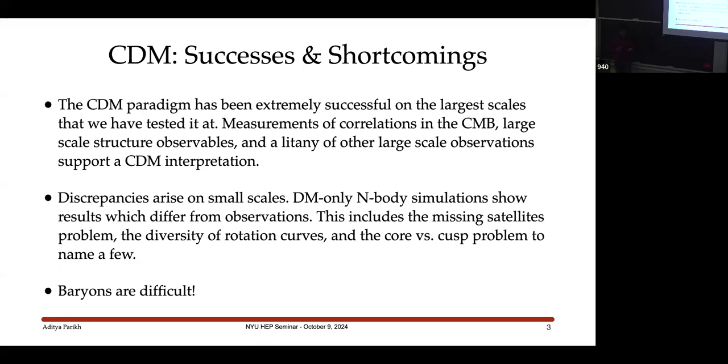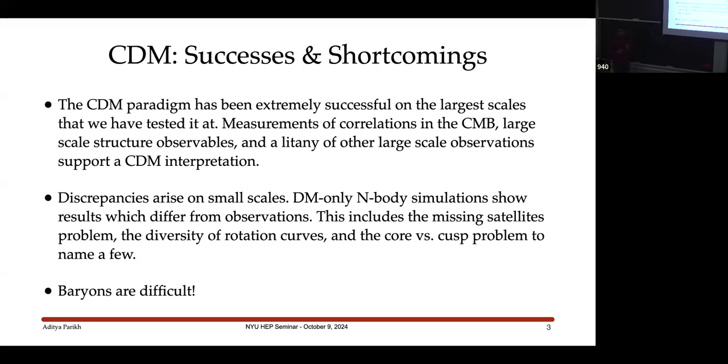Now, to Marius's point, some of these problems have gone away, and they've gone away for a variety of reasons. Things like the missing satellites problem, for example, have gone away just because we didn't account for observational biases properly. As you go to smaller and smaller scales, these objects are harder to see, and as we have improved and made telescopes better and more precise, we've increased the resolution, and we've been able to find a lot of these galaxies or satellites that were missing.